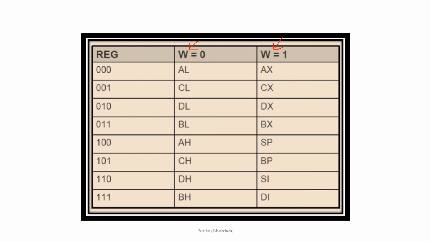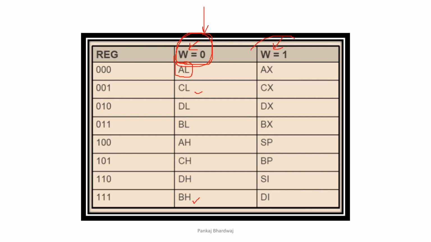So if we focus on the W equals 0 field, and we have REG as 0 0 0, we'll be using AL. We'll be defining basically the AL register. If it is 0 0 1, we'll be having CL. Similarly, these 8 combinations, we are moving from AL, CL, DL, BL, AH, CH, DH, and BH. So all 8 combinations are used if we have the W equals 0 bit.